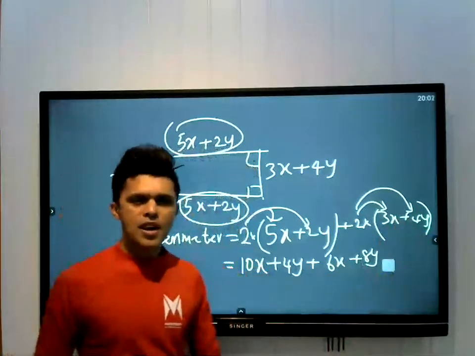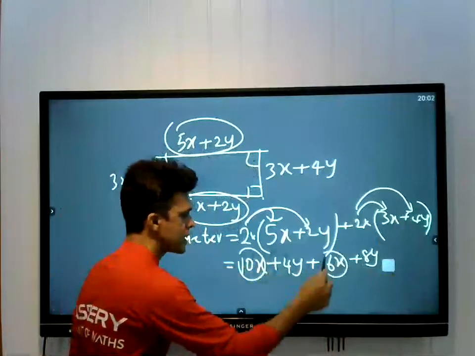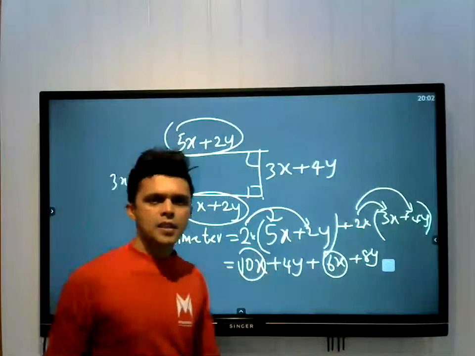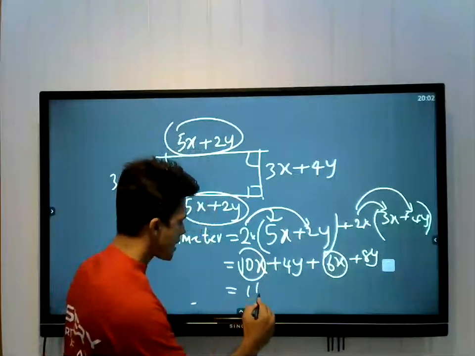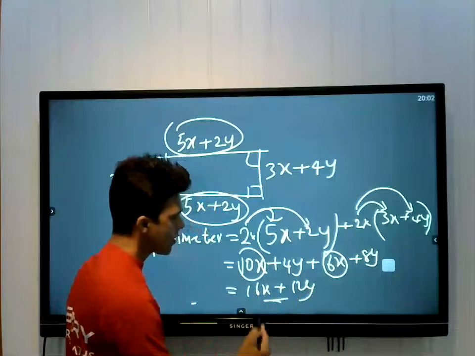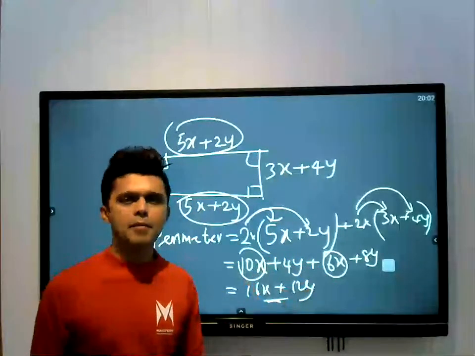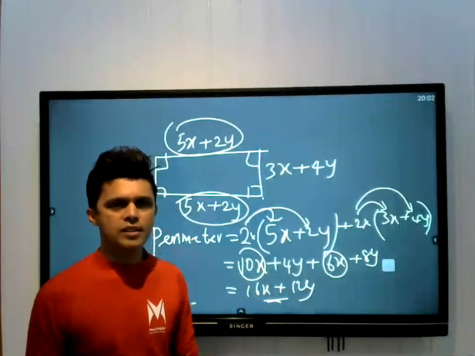Now you are able to simplify by adding the like terms. Here 10x and 6x can be added, that gives 16x plus 12y. This is the perimeter of this rectangle in terms of x and y.